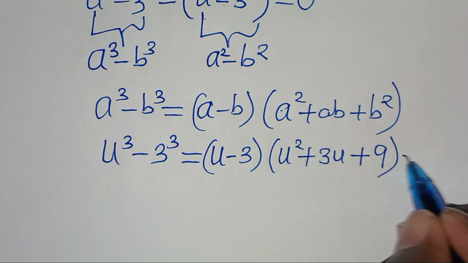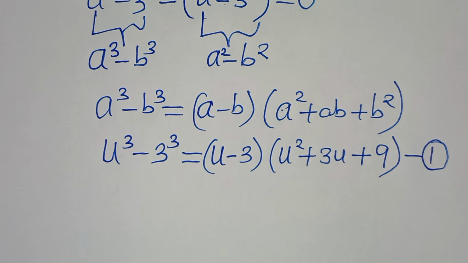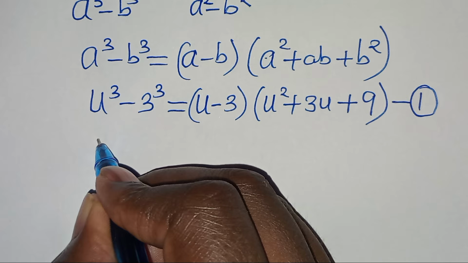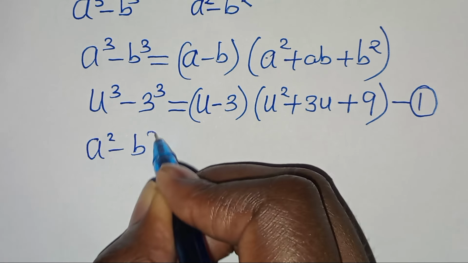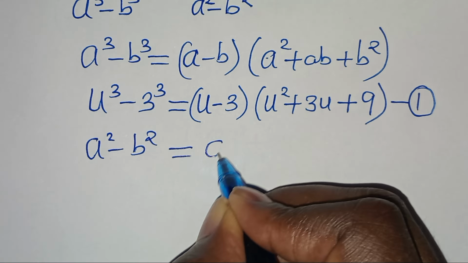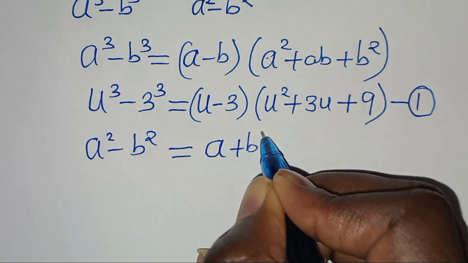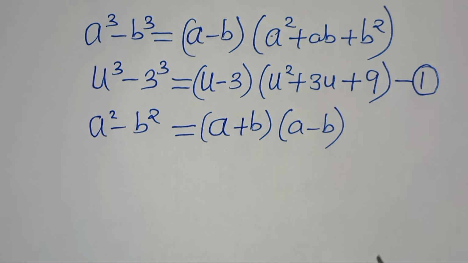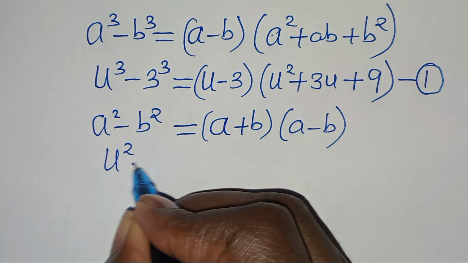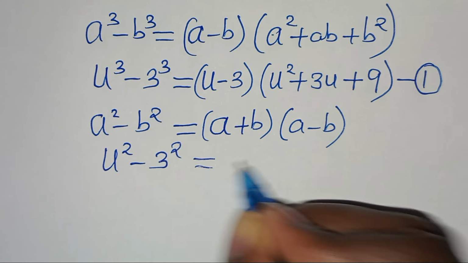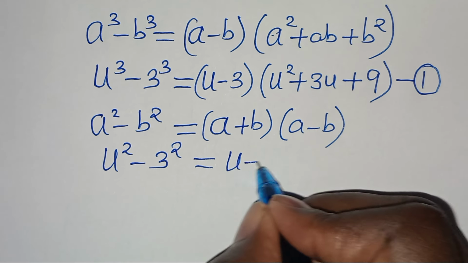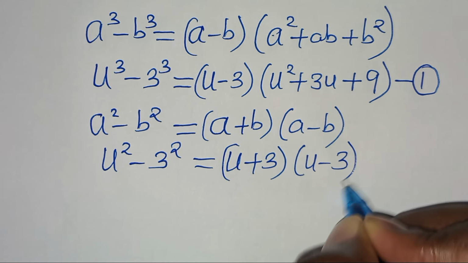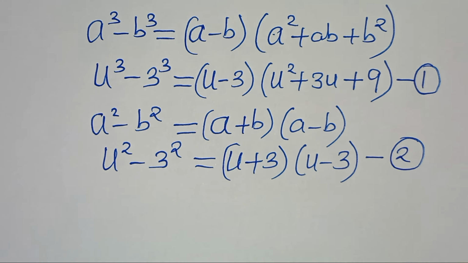Let's call this equation 1. Then we have a squared minus b squared. This is the difference of two perfect squares that can be expressed as a plus b multiplied by a minus b. So we have u squared minus 3 squared. This is the same thing as u plus 3 multiplied by u minus 3. Let's call this equation 2.